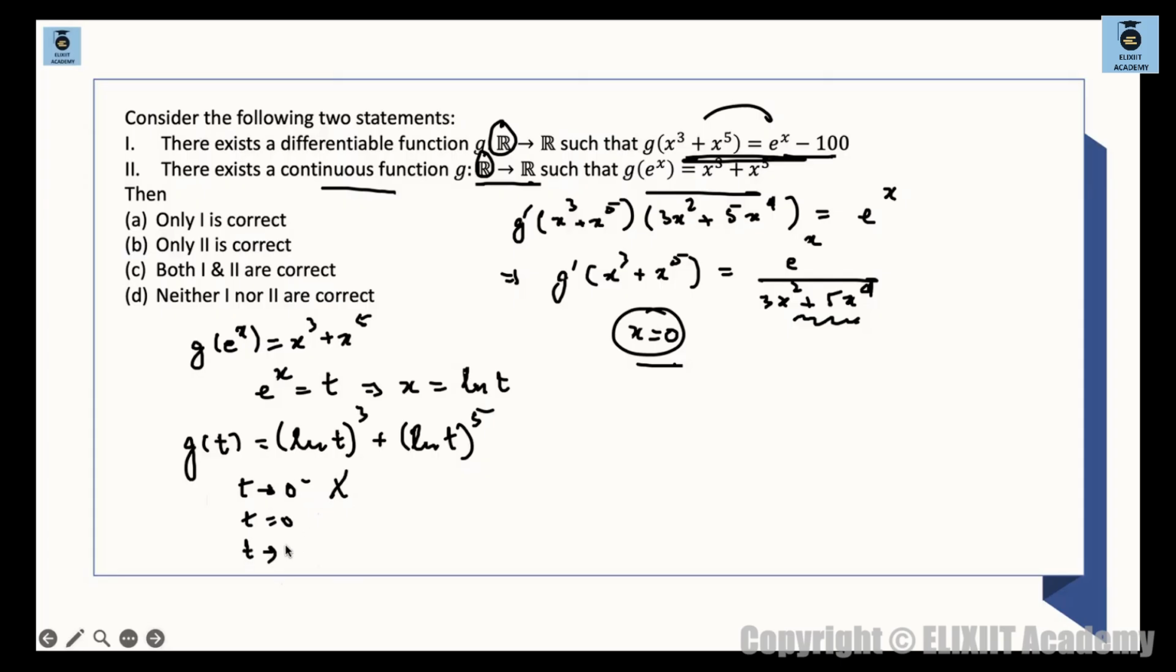And when t tends to 0 plus, ln t will tend to minus infinity, and plus infinity whole cube is plus infinity only. So the entire quantity tends to plus infinity. When t tends to 0 plus, the function is tending to plus infinity, so the limit does not exist. So at 0, the function is not continuous. So for the given domain, which is all real numbers, there cannot exist a continuous function satisfying this functional equation. Okay, so both of them are incorrect statements.